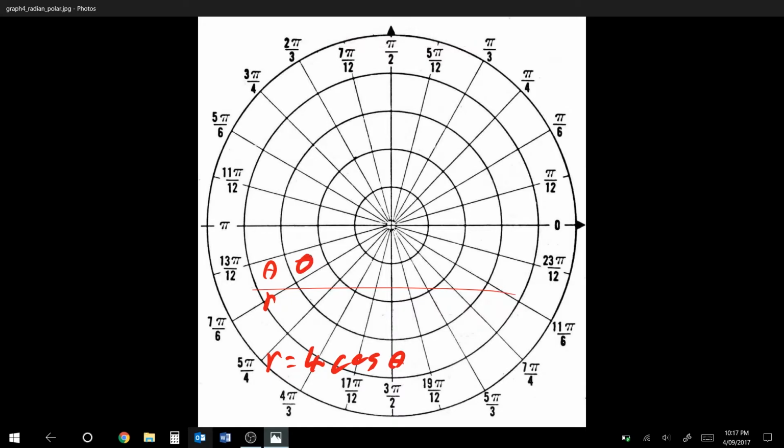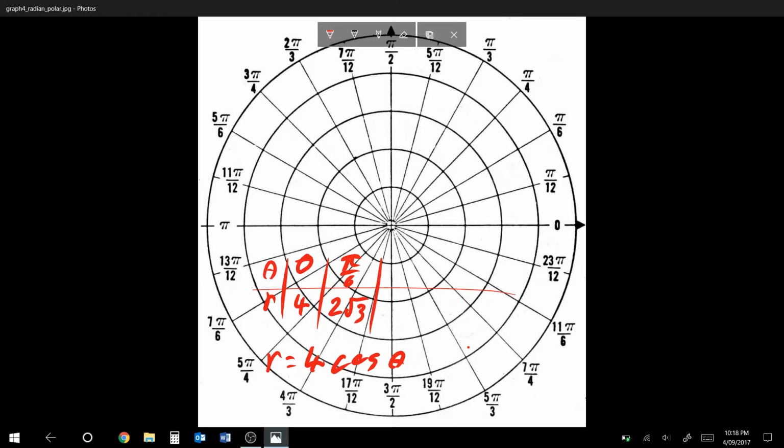So we'll start at 0 radians. So at 0 radians, we have cosine 0. Cosine 0 is 1. So 1 times 4 is just 4. On to the next one. Now I have pi on 6. Cosine of pi on 6 is just root 3 over 2 times 4. That's going to leave us with 2 root 3.